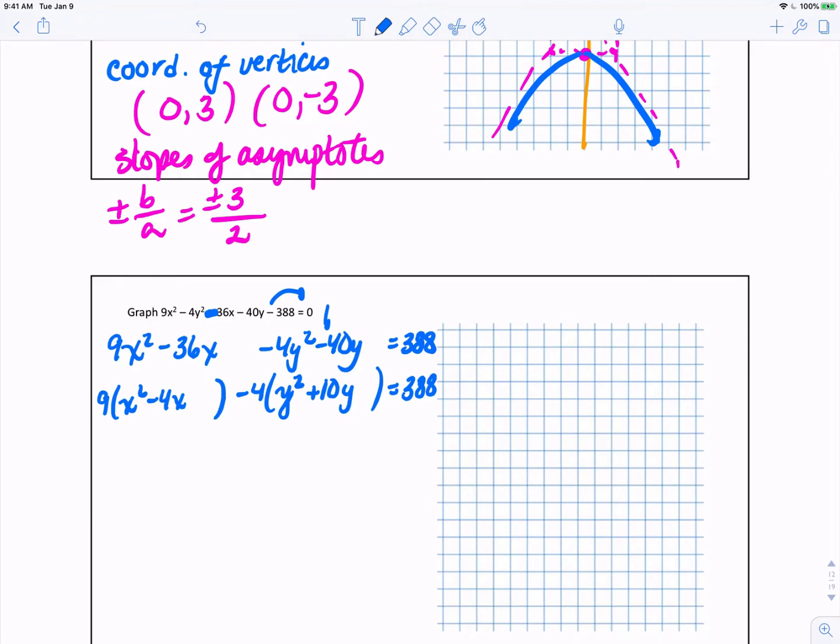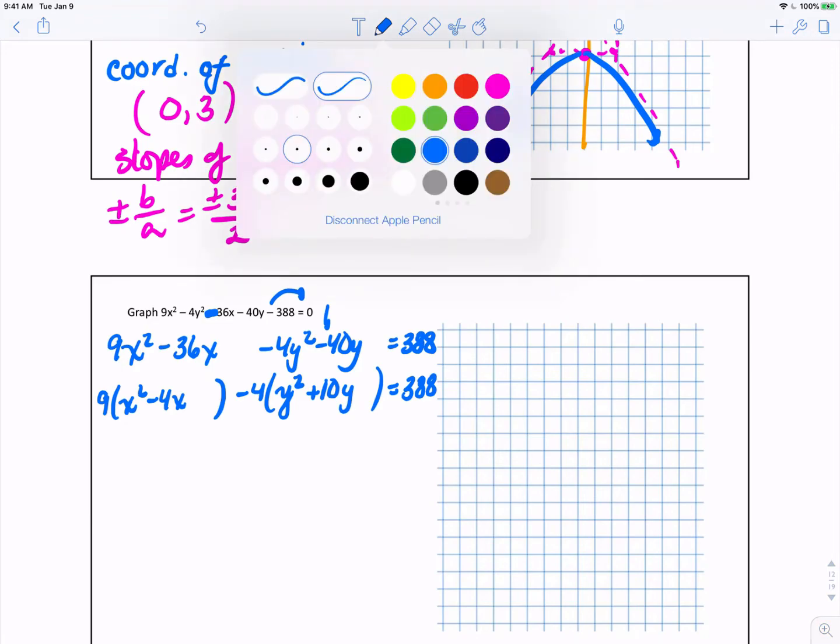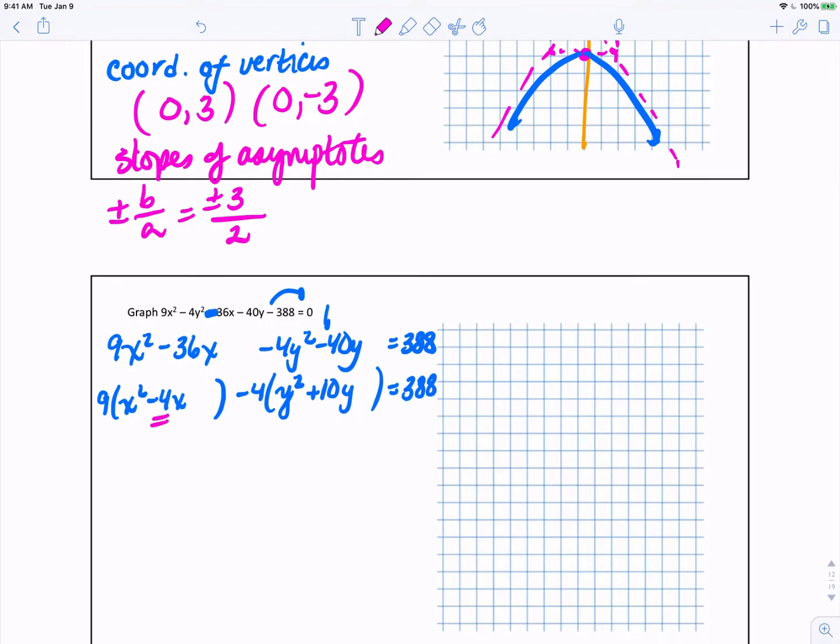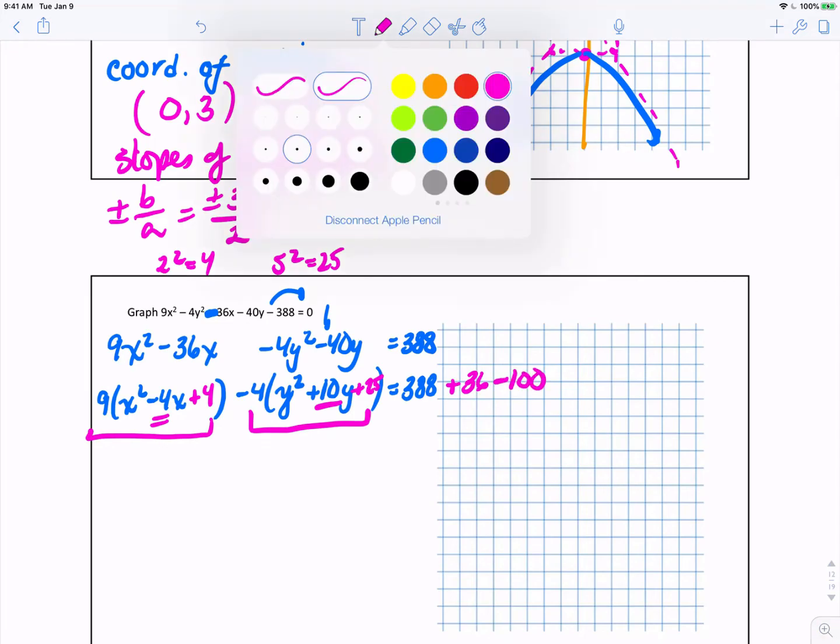Okay, and now we're going to go ahead and complete the square. So we take half of 4, which is 2, and 2 squared is 4, so we're going to add 4 to this side, but on the other side, we're going to add 36. Here, half of 10 is 5. 5 squared is 25. So here we're going to add 25, but on the other side, we're going to add -4 times 25, -100.